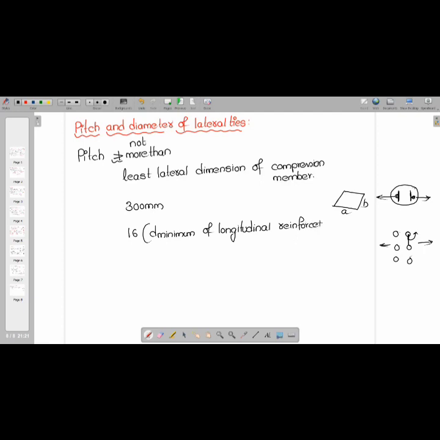So here, my dear students, I would like to ask you one important thing. Sir, I have asked some question, I forgot. Can anyone tell me? Sir, here pitch should not be greater than the least lateral dimension, 300 mm, or 16 times the minimum longitudinal reinforcement diameter. Okay.